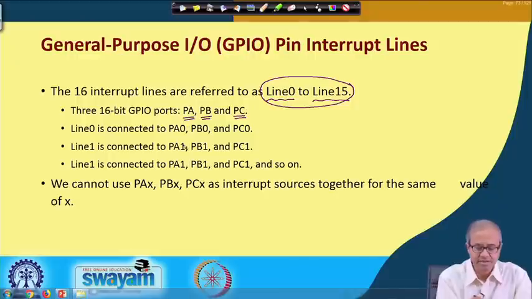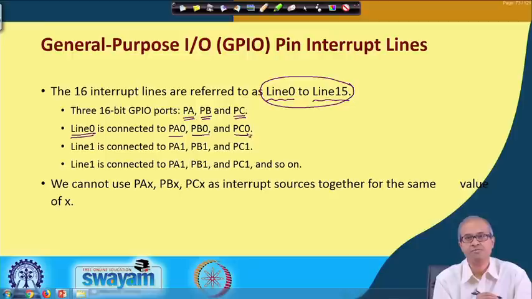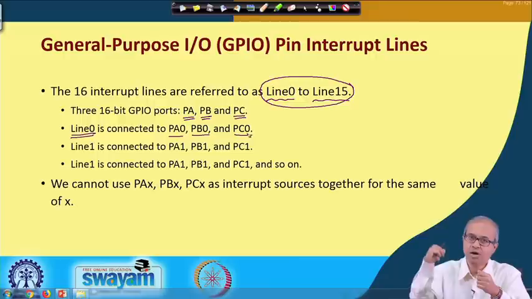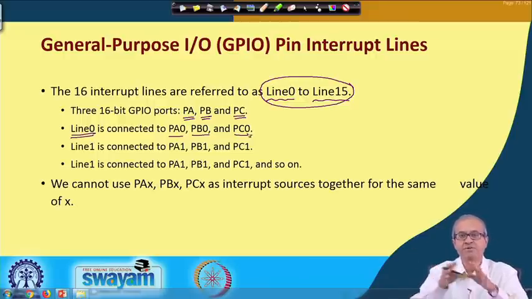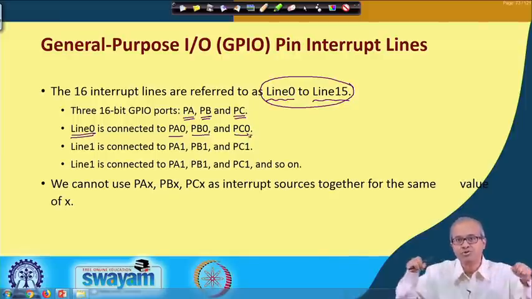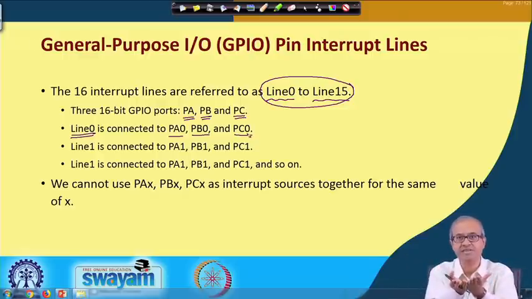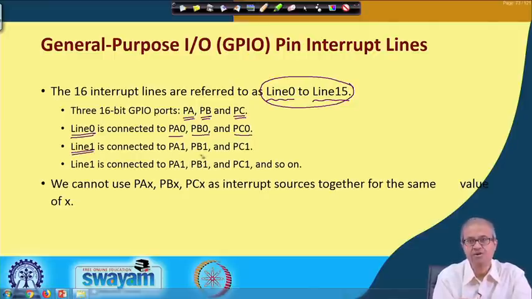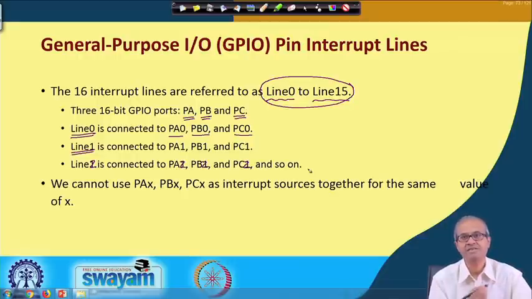Now, the point to note is that these 16 interrupt lines, they are not independently connected to all the port lines, rather line 0 is connected to PA0, PB0 and also PC0. So, when you are trying to use line 0, you can connect your interrupt input to either PA0 or PB0 or PC0. This also means you cannot use PA0 and PB0 as 2 separate interrupt inputs, because they actually mean the same line with respect to interrupt. Similarly, line 1 is connected to PA1, PB1, PC1, line 2 is connected to PA2, PB2, PC2 and so on, right. Like this, the things are getting connected.